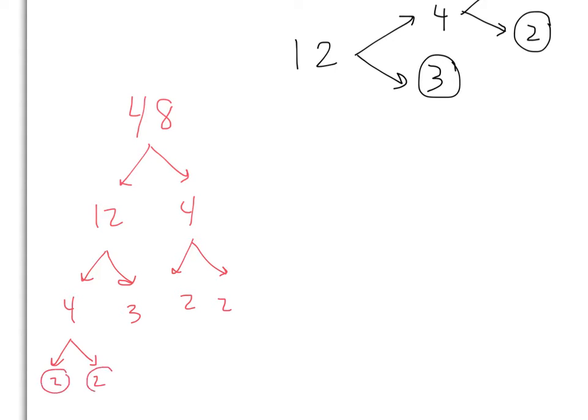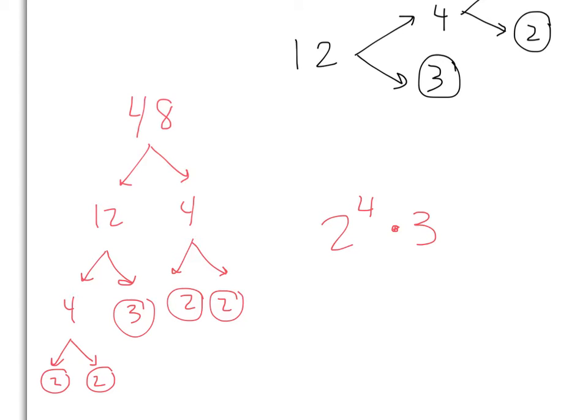Very good. So Paul notices four 2s and a 3. Whatever's at the end of your tree are your prime factors. So 48 is really 2 to the 4th times 3. And that makes sense, because 2 to the 4th is 16, and 16 times 3 is 48. So when we break things into their prime factors, we do this so that we know what it's made up of, so that we can find a common factor.